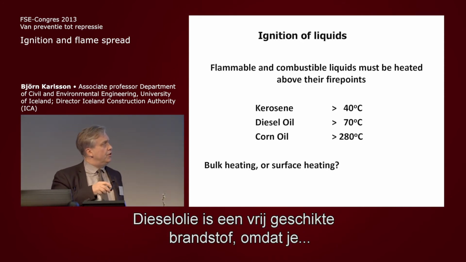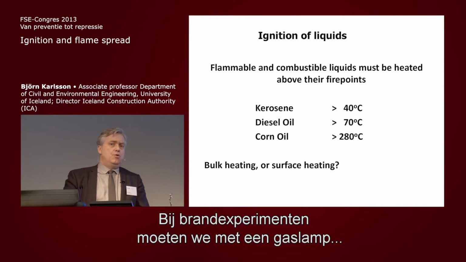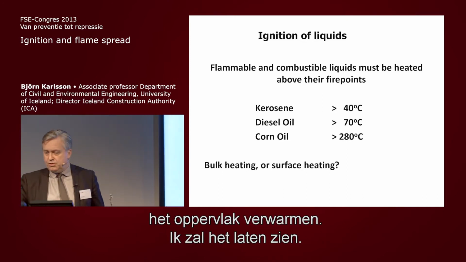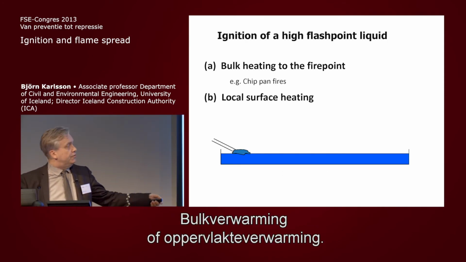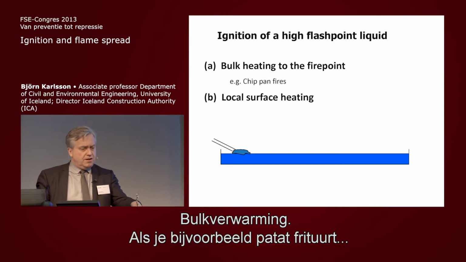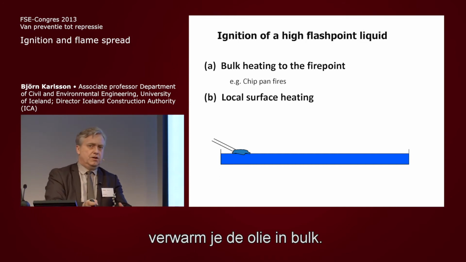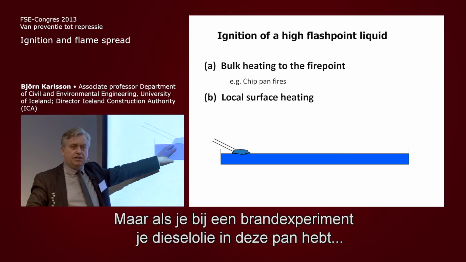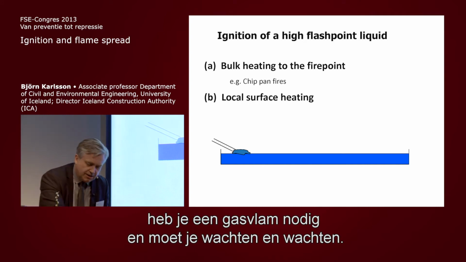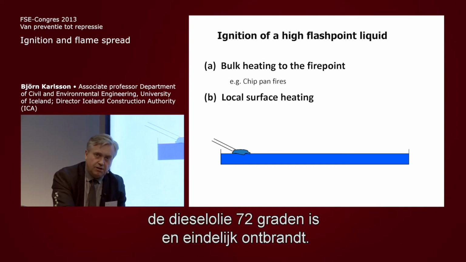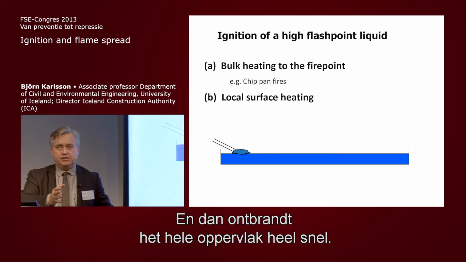In industry you often have ignition of diesel oil because the diesel oil is actually hot. But often diesel oil is a pretty decent fuel because when we use it in fire experiments, we actually have to have a gas lamp and heat up the surface. So bulk heating or surface heating. Bulk heating, for example, is when you're making French fries, you heat up the oil in bulk. But if you're doing a fire experiment and you have your diesel oil in this pan, you have to have a gas flame, and you have to wait and wait until the area where you're heating the diesel oil becomes 72 degrees, and then finally it ignites and the whole surface ignites very quickly.